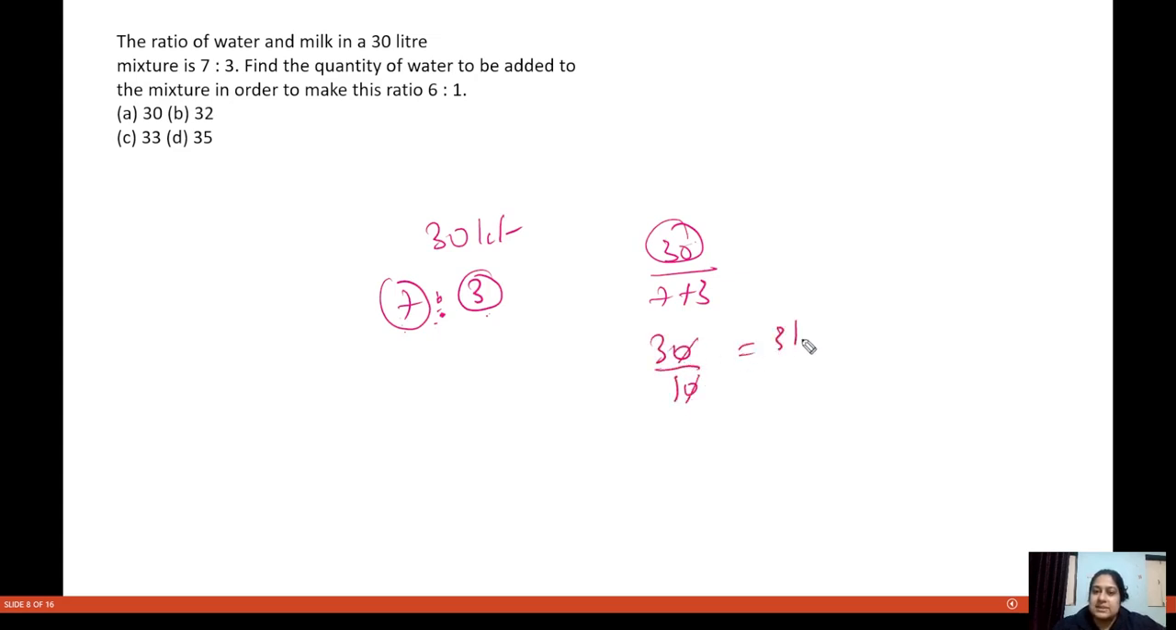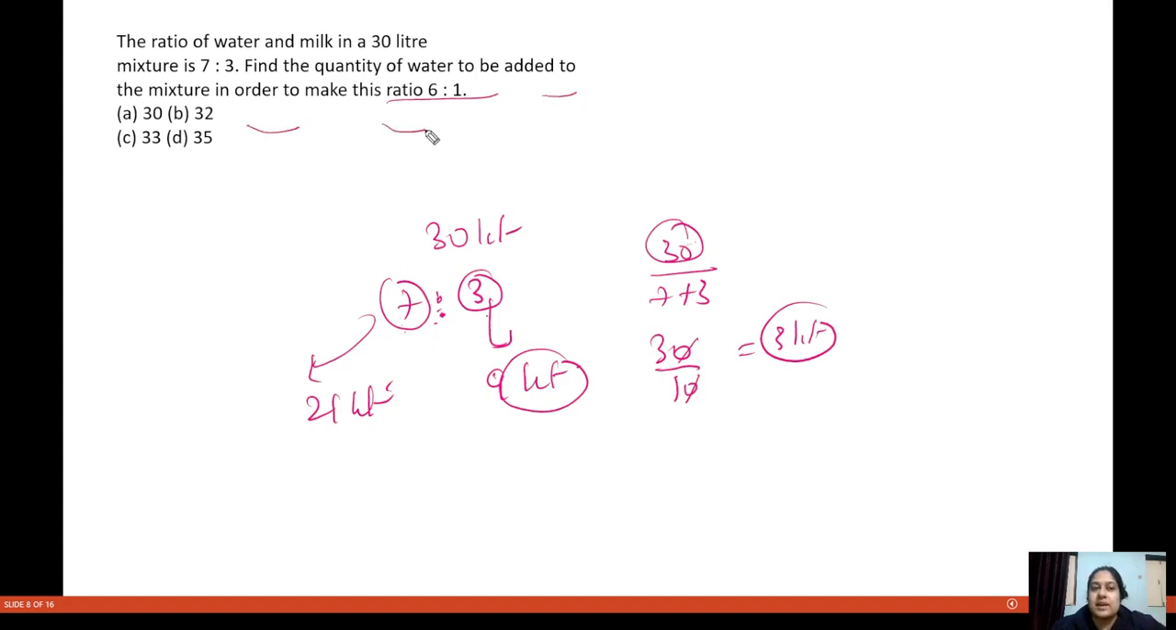Now find the quantity of water to be added to the mixture to make the ratio 6 is to 1. So now this is 9, and it is asking to find the quantity of water to be added in the mixture. So what is the ratio of water and milk? Water is 21.